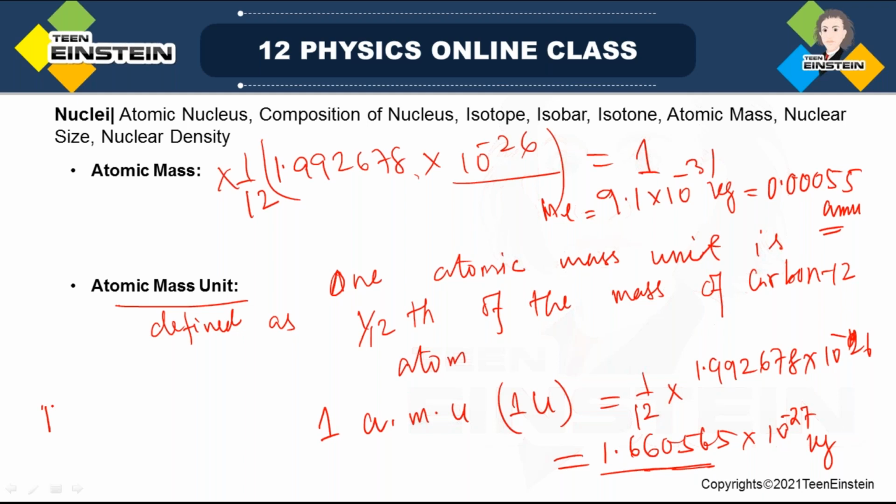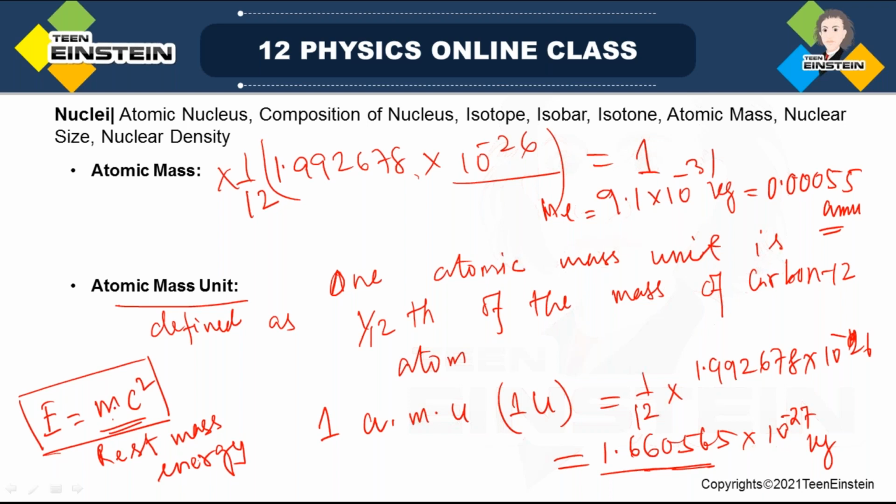So according to Einstein's mass energy equivalence, any amount of rest mass can have this much energy. This is called rest mass energy. Any amount of mass m can have equivalent rest mass energy, that is E is equal to m c square. So mass of the object multiplied with the square of the speed of light in the vacuum. This is called the mass energy equivalence equation given by the famous scientist Einstein.